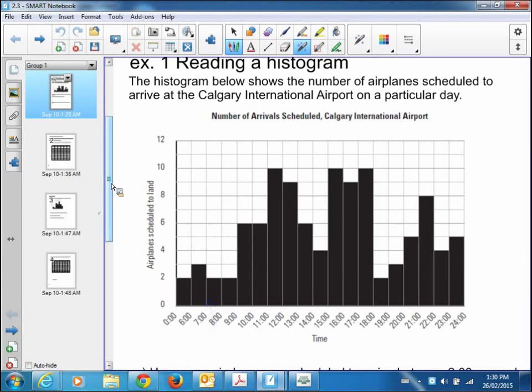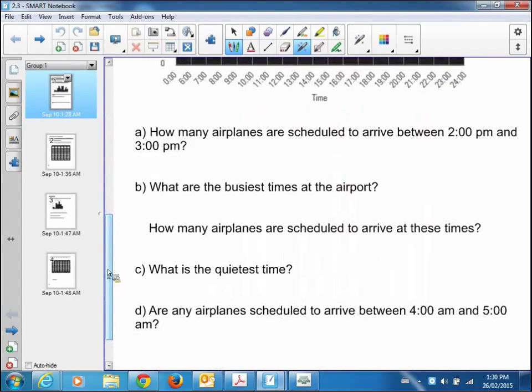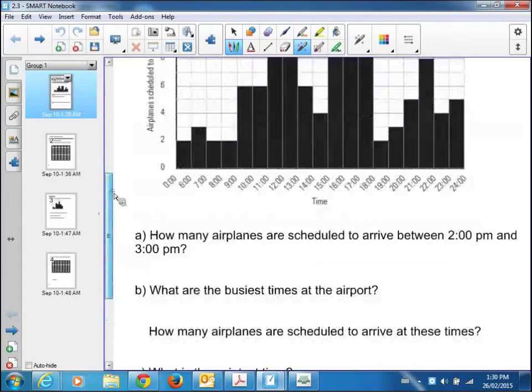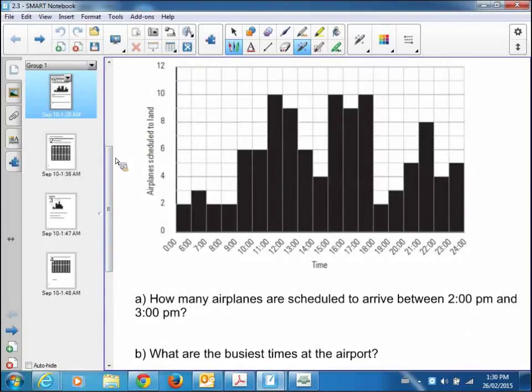Airplane schedules. Calgary. How many come in? Now let's just read this graph, and that's all we're doing here is reading the graph. How many are scheduled to arrive between 2 and 3 p.m.? You guys know what 2 and 3 is on a 24-hour clock? Add 12, right? So, 14 o'clock to 15.